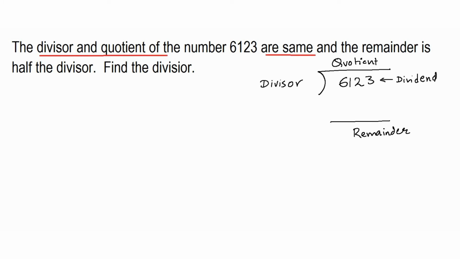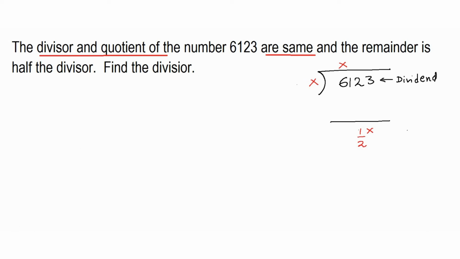That means I can quickly assign variables. So let's assign the variable x to the divisor as well as to the quotient. So divisor and quotient are both x, and the remainder is half the divisor. So this remainder is half of x. Now we have to find the divisor, so basically we have to find the value of x.